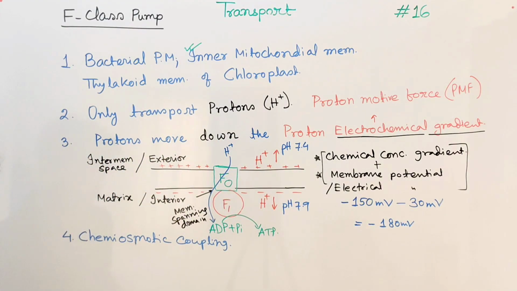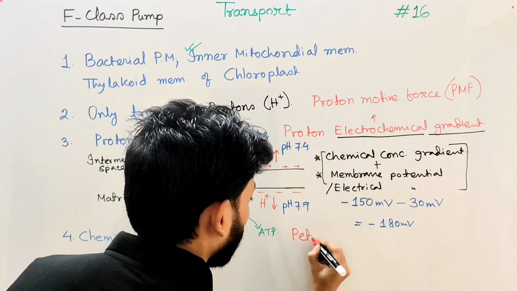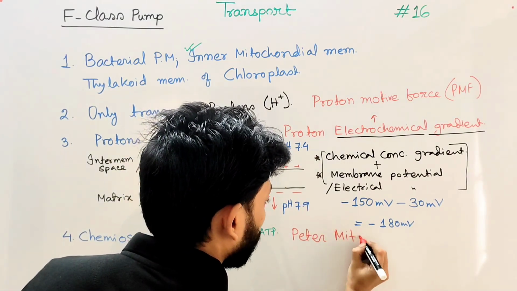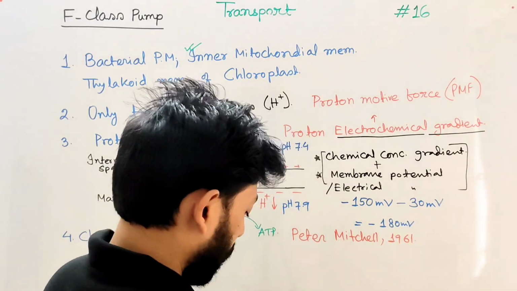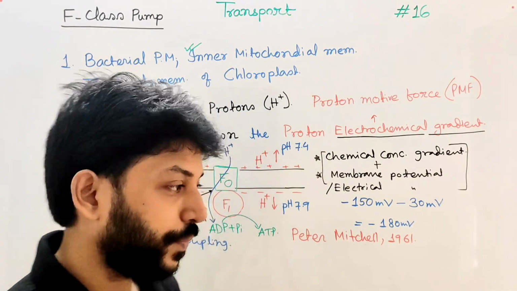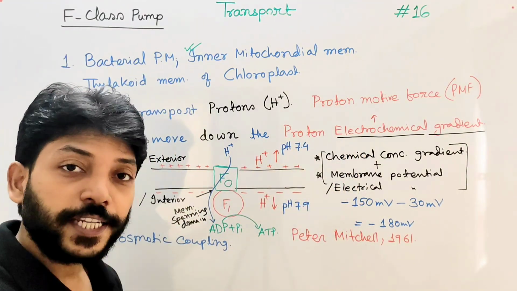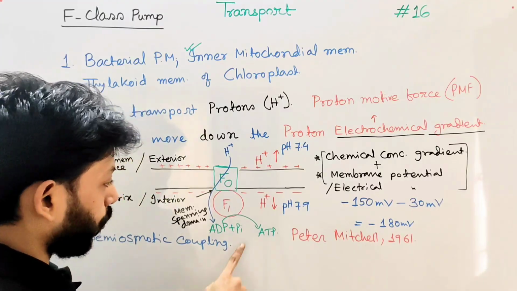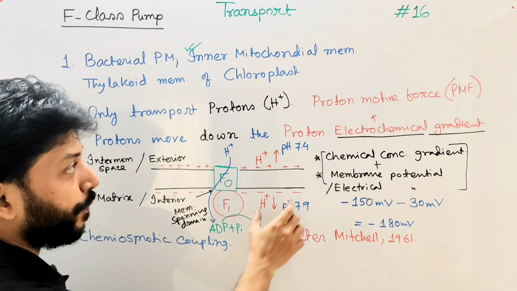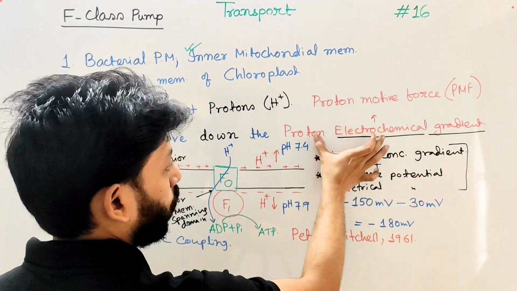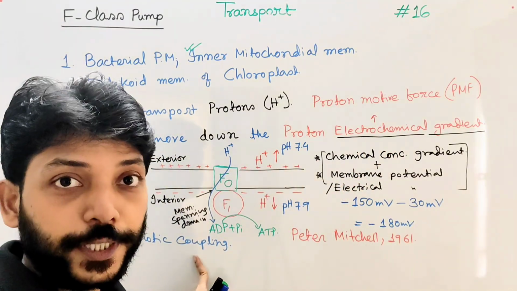This hypothesis was proposed by Peter Mitchell in 1961. He proposed that this proton motive force is the immediate energy source for the synthesis of ATP. So he emphasized the proton motive force or proton electrochemical gradient. This is called chemiosmotic coupling.